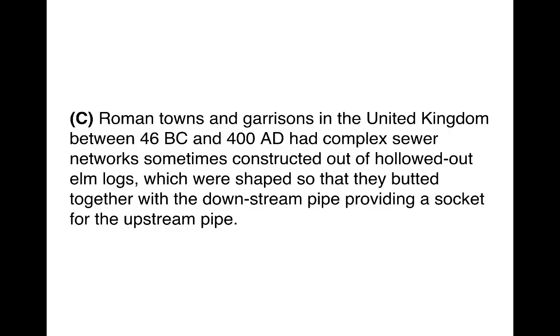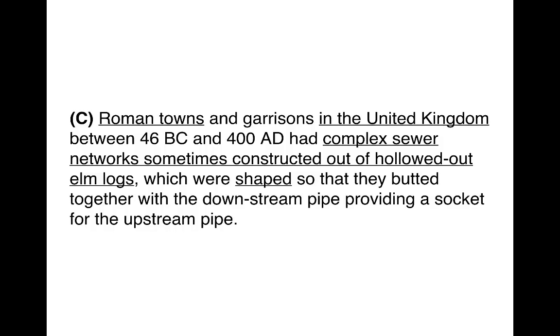Here it is, and we read it at normal speed and underline a few words to make sure we understand the meaning of the whole paragraph. So, Roman towns and garrisons in the United Kingdom between 46 BC and 400 AD had complex sewer networks sometimes constructed out of hollowed out elm logs, which were shaped so that they butted together with a downstream pipe, providing a socket for the upstream pipe.